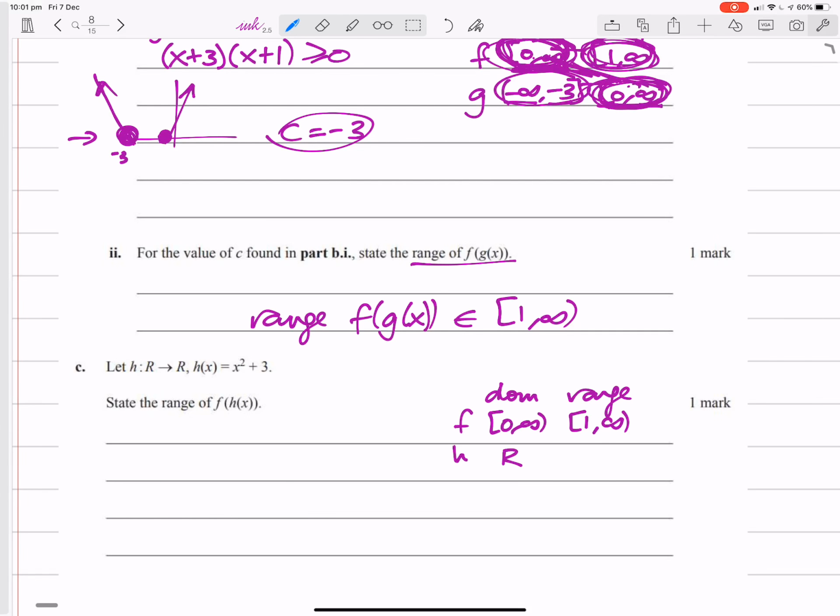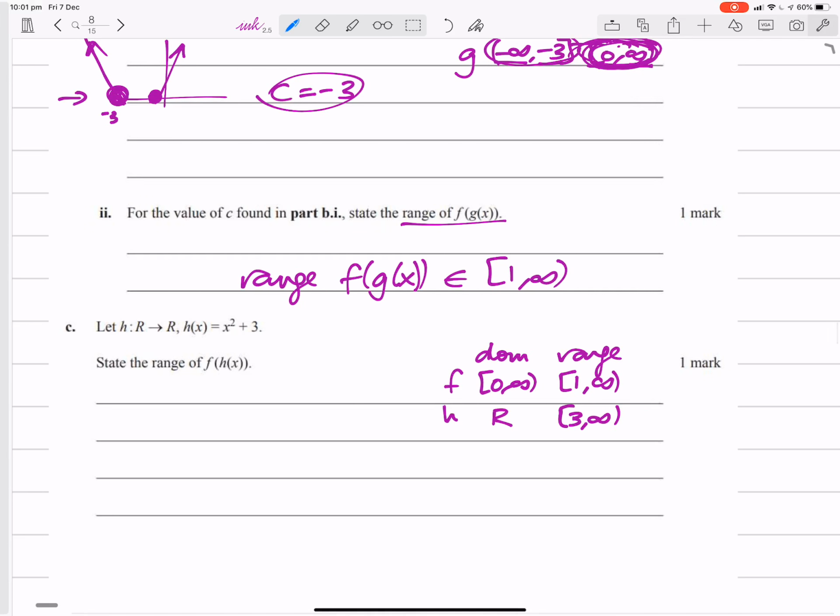So f of h of x, we'd actually have to restrict it because that fits into that. So that does fit into that, so we don't have to restrict it. But what it means is the function f of x, we're only going to be using values from 3 to infinity in the function f. Okay? So when I sub values into the function f, we're going to be using values from 3 to infinity.